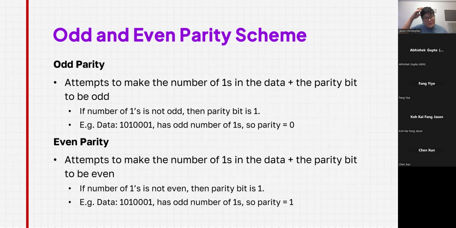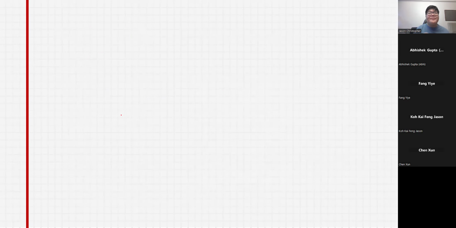So there are actually two different parity schemes. One is if you want to make the number of ones an odd number. The other is if you want to make the number of ones an even number. In the lecture, we introduced an even parity scheme, but this one is just for additional knowledge.